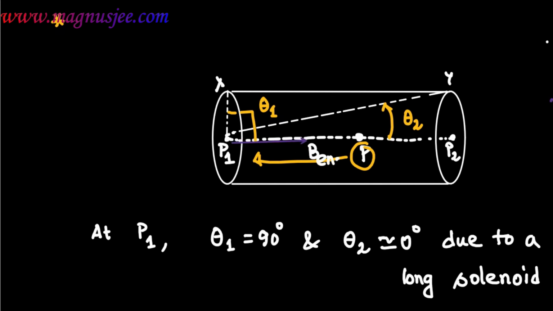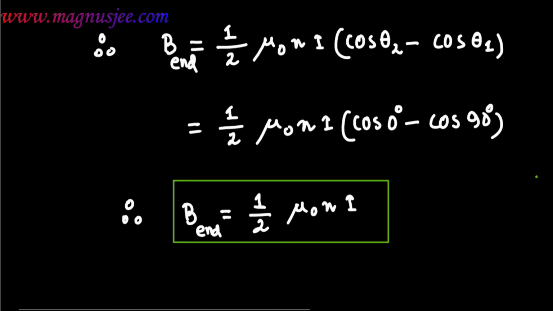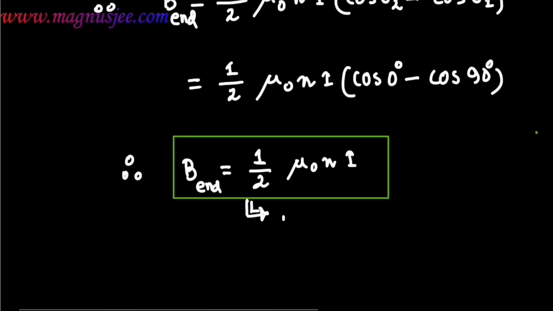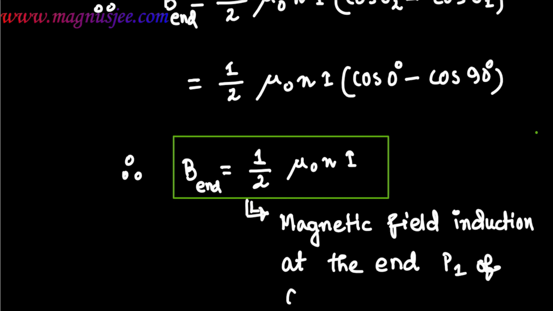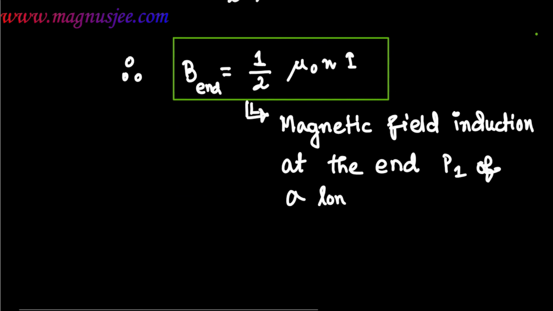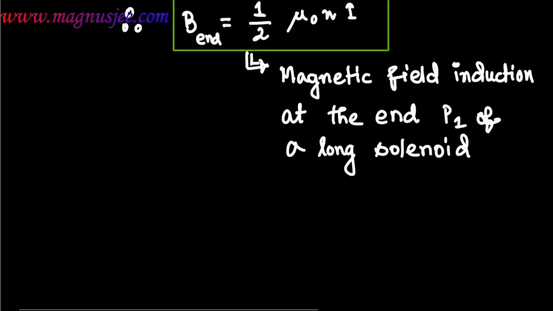So this is the magnetic field induction at the end P1. B end will be acting along the axis and inside the solenoid, from magnetic south pole to north pole induced on the solenoid. B end equal 1 by 2 mu 0 small n capital I is the magnetic field induction at the end P1 of a long solenoid.